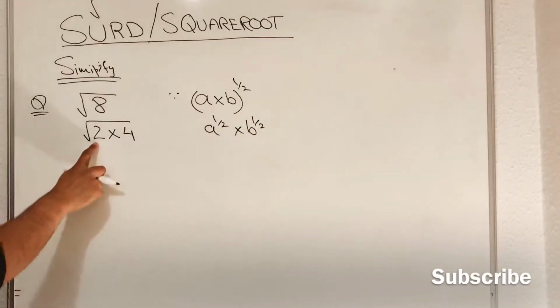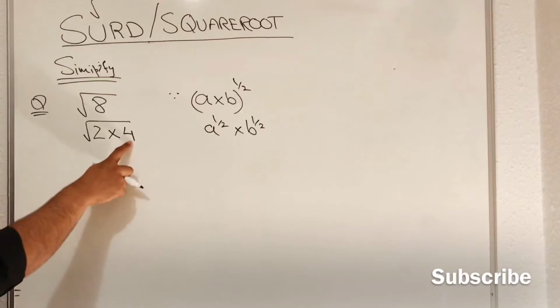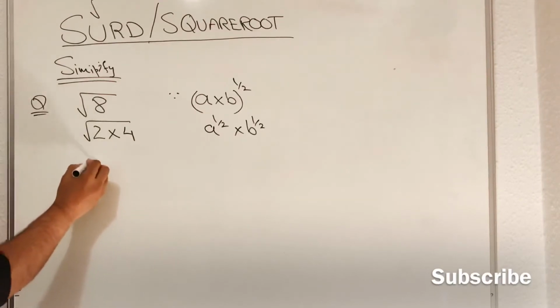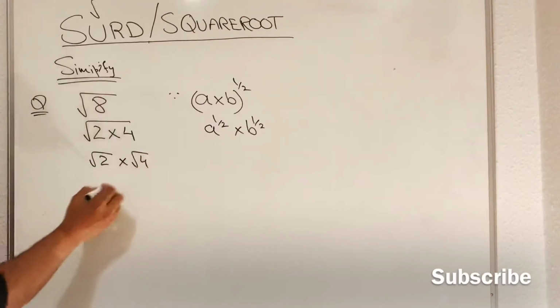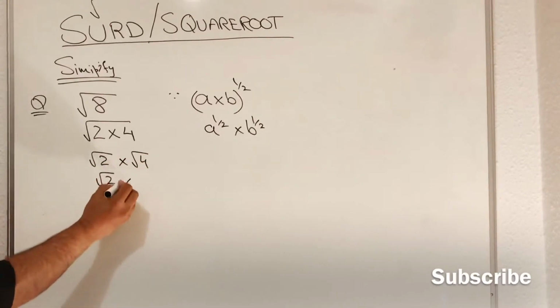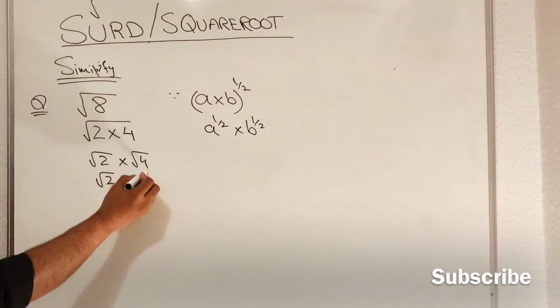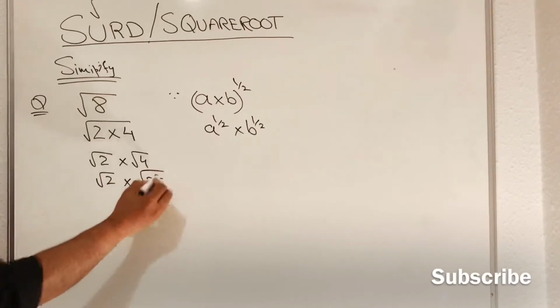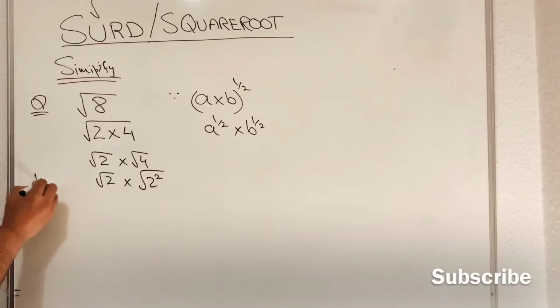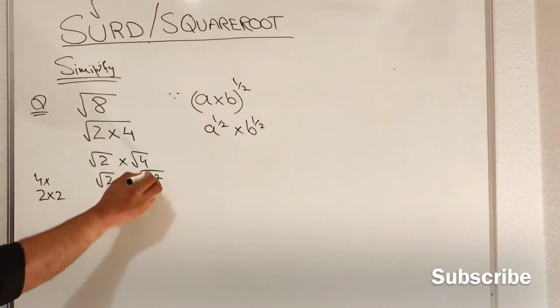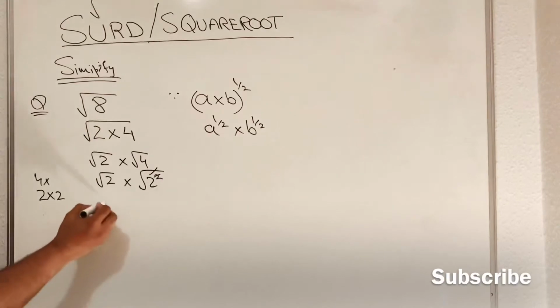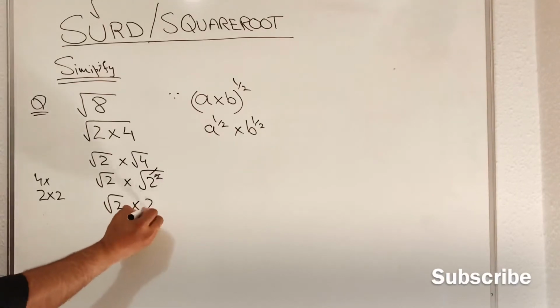So now in here we got 2 times 4. It means they both have the square root: the square root of 2 and the square root of 4. The square root of 2 stays as it is, and for the square root of 4, can we write 4 in the form of 2 squared? Because 4 can be written as 2 times 2, which gives you 4. So now we have a square and a square root. The square will cancel with the square root, and we will get the value 2.